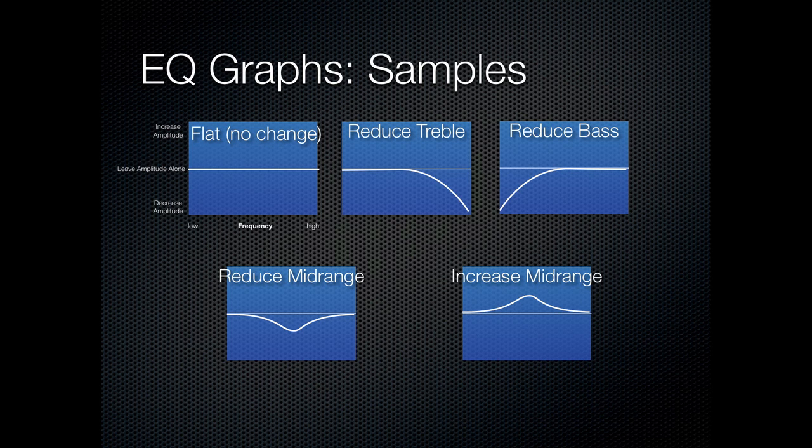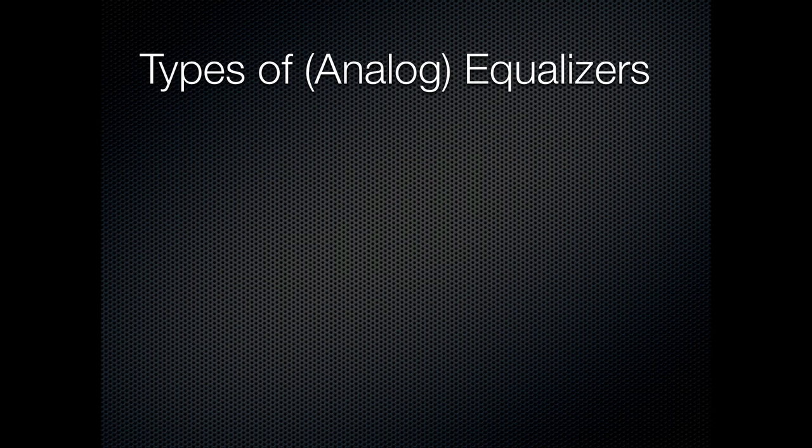And obviously this is a very simplified view, but these are the basic things that you would do with sounds using equalization. Let's take a quick look at the types of equalizers that there are in the analog domain. There's two main types that you'll encounter.